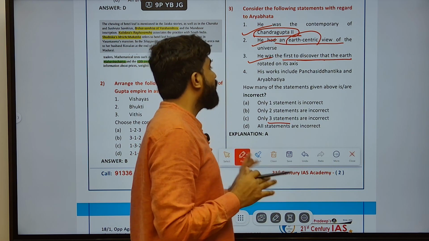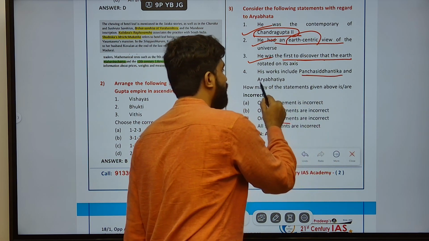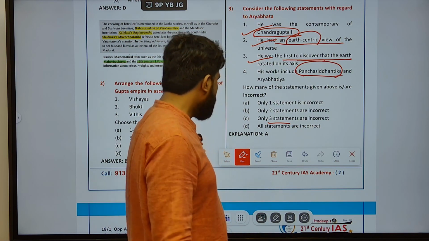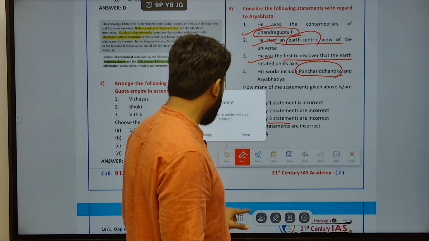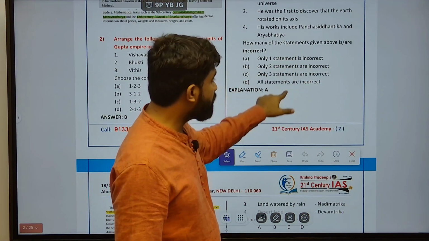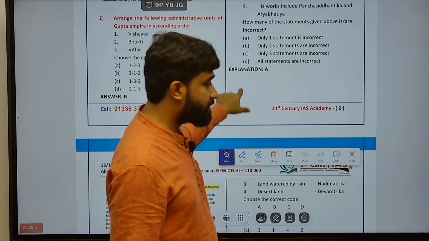And his works include Pancha Siddhantika, or rather not, Pancha Siddhantika was written by Varahamihira. So that was a wrong statement. So only one statement is incorrect according to this question.